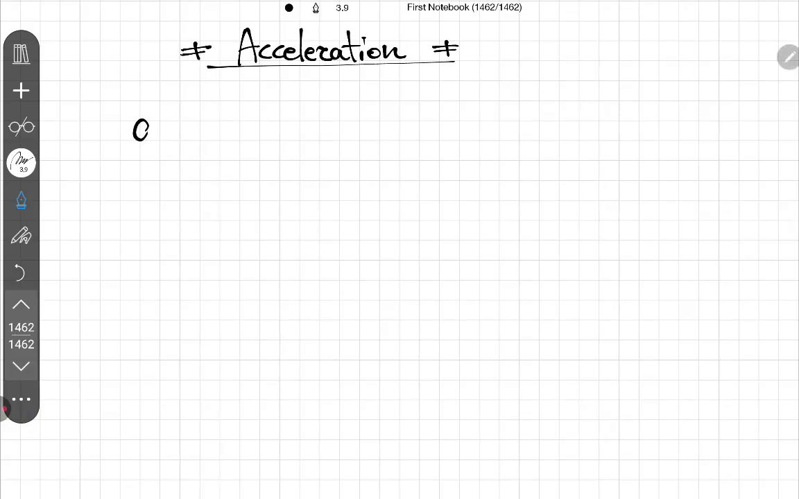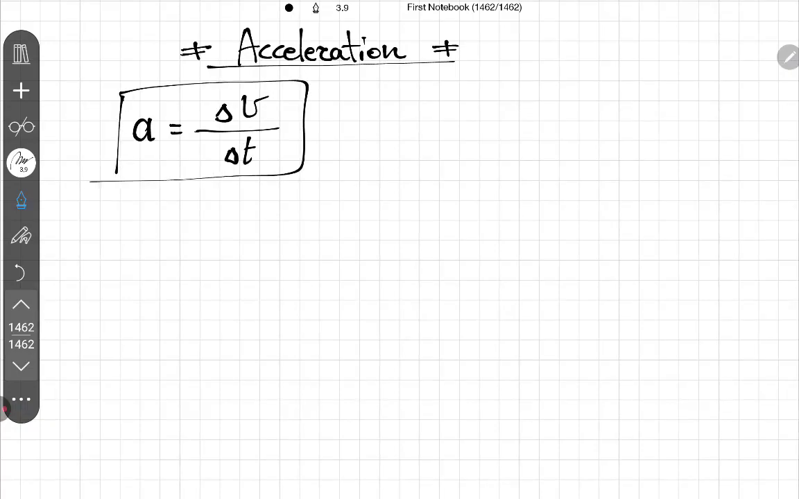Acceleration is represented by the letter A, and it is equal to the change in speed or velocity, you can say, in a unit time. So while there is a change in velocity, it means there is acceleration. And if you want to find the acceleration, you should find the change in speed and divide it by the time duration. Okay, A equals delta V over delta T. This symbol is delta. That means change. Instead of writing the whole name, change in velocity, we write down only delta.